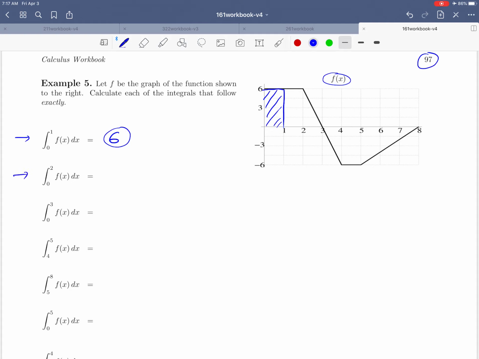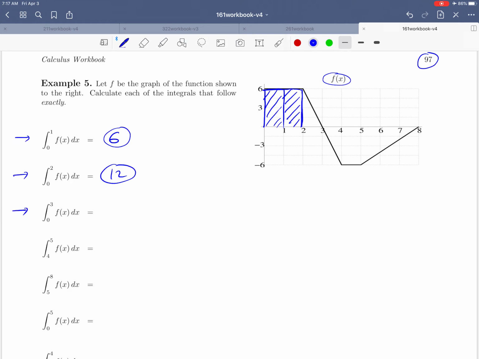Okay, what about the integral from 0 to 2? Well, there, we're starting at 0 and going over to 2. So we're talking about this entire area from 0 to 2. Notice that we've just doubled our area. Now we've got an area of 12 because we've got a 6 by 2 rectangle. Okay, and so 12 is our answer.